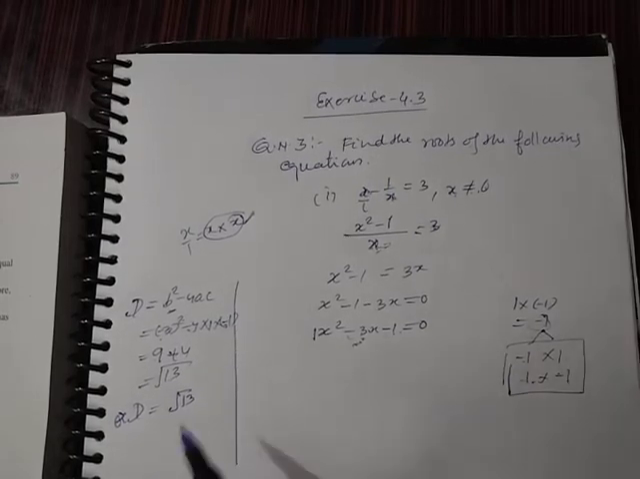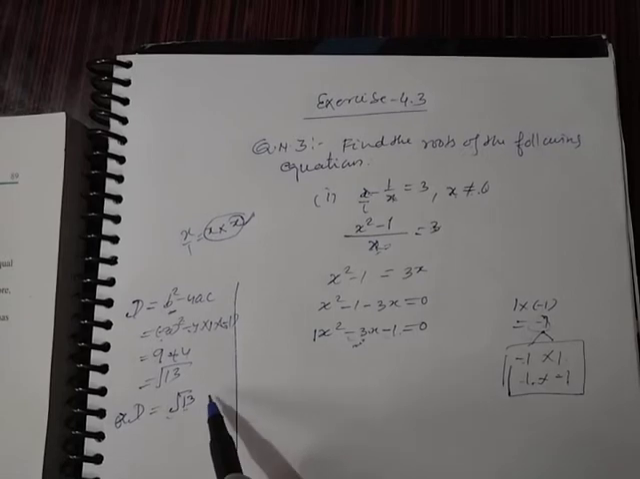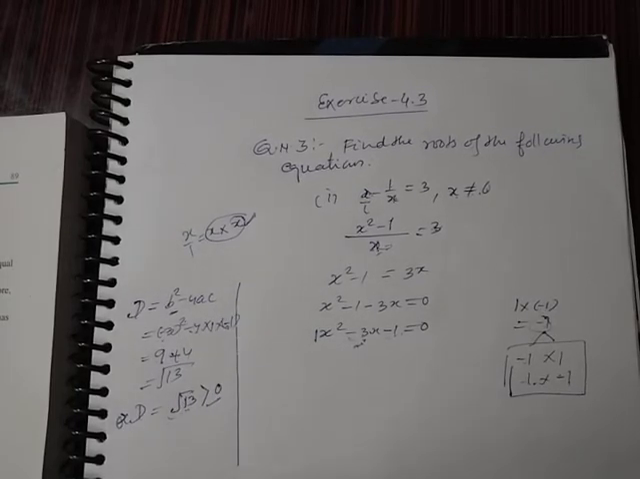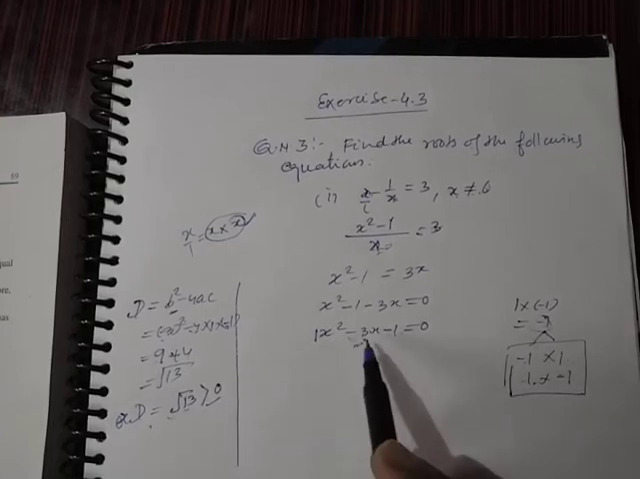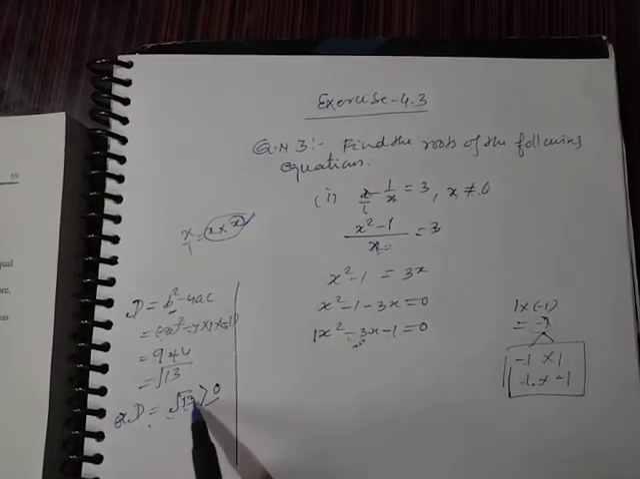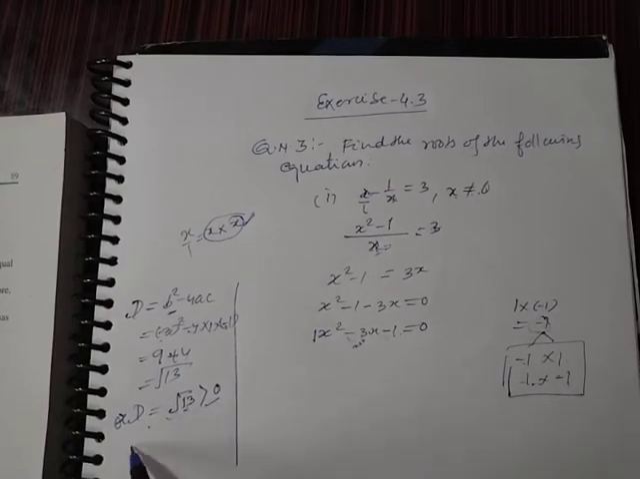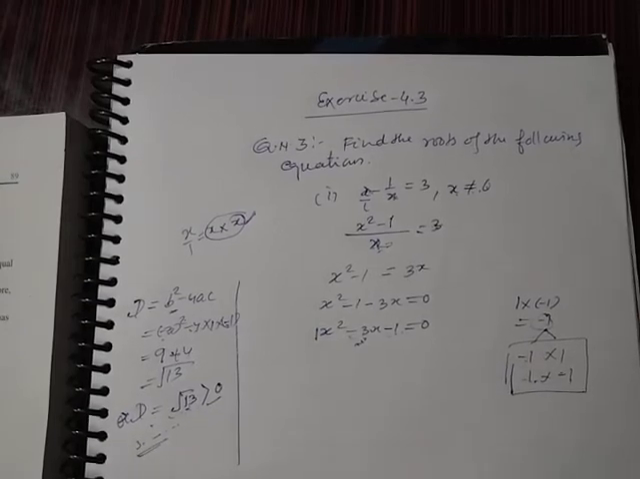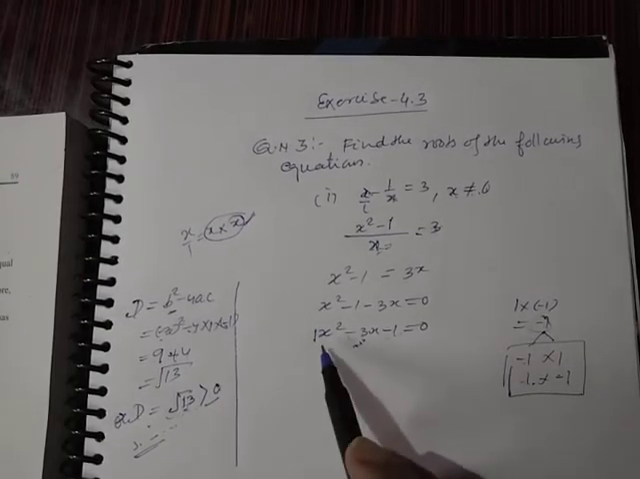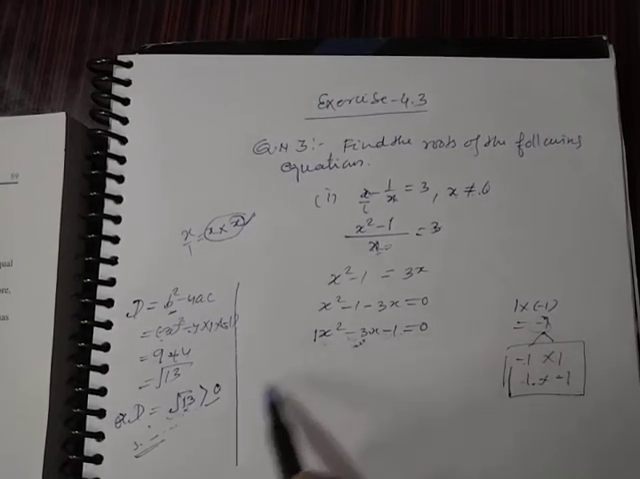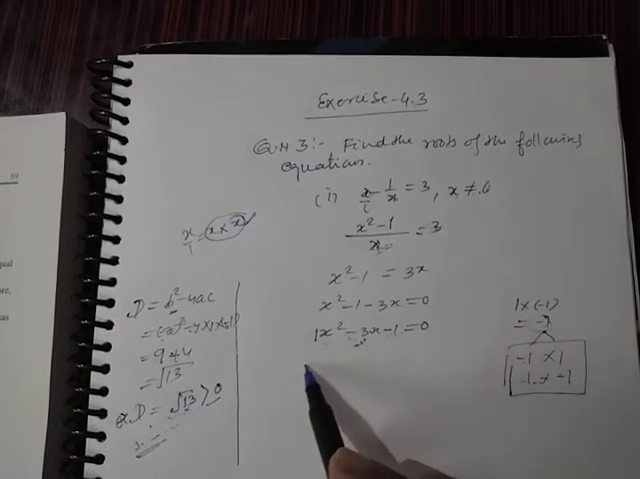Now this root 13 is what? Greater than 0. So the roots will be real, and you can find them. If you find the value of root 13, you will get 3 point something, because 3 threes are 9. The value is greater than 0. So you find its roots by using the quadratic formula.